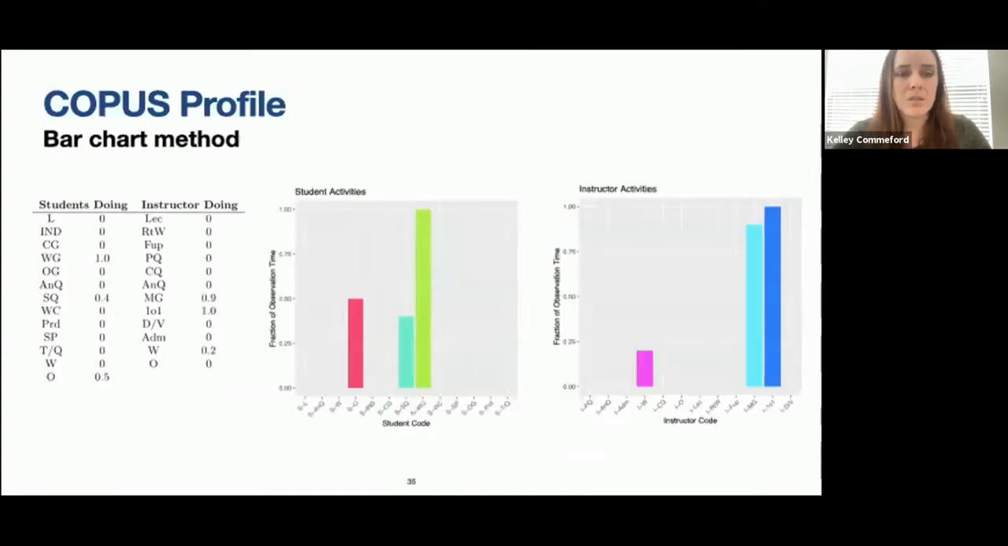Whereas the bar chart method is ideal if you want to look at the portion of class time that's being dedicated to this behavior. So instead of taking the ratio of occurrences of this code to all of the observed occurrences, we take the ratio of occurrences to possible occurrences, so the total amount of time. Like our WG code was marked in every time interval, so it has 100%.